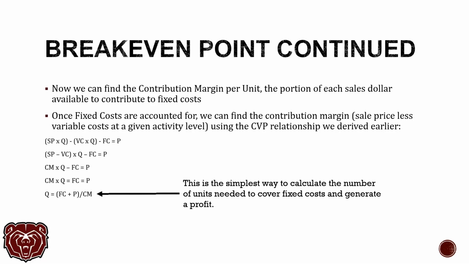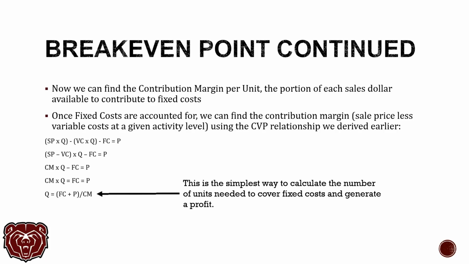Your total revenues minus your total cost equals your profit. We can simplify that formula down because your selling price minus your variable cost ends up becoming your contribution margin. You multiply that times your quantity. You reduce that by your fixed cost. That gives you profit. We can simplify this down to simply say our units, the number of units, is our fixed cost plus our profit divided by our contribution margin. That is the simplest way to calculate that. That is the formula we are going to use in this class. That is the formula I would suggest that you use if you have all of the information you need.